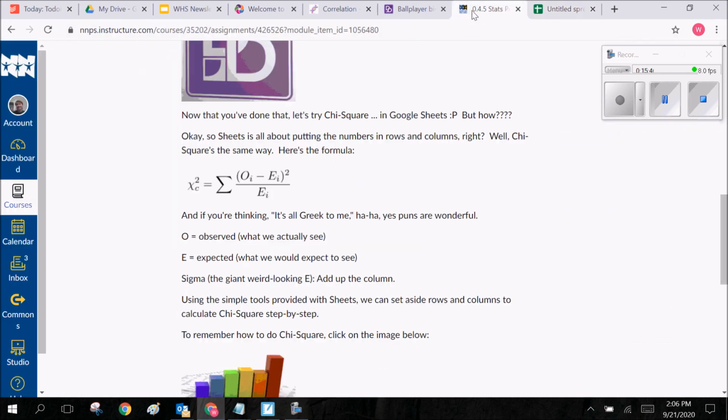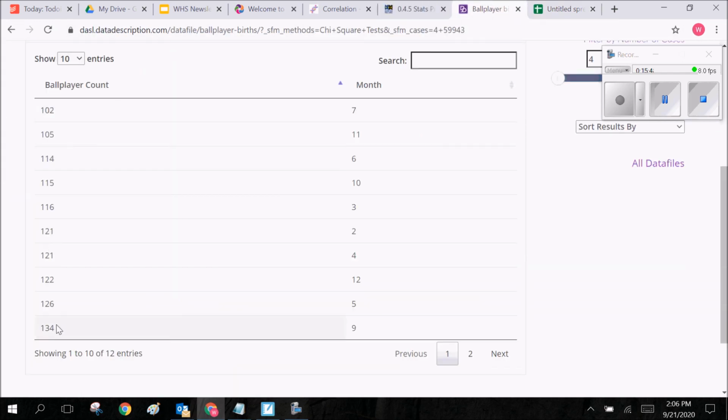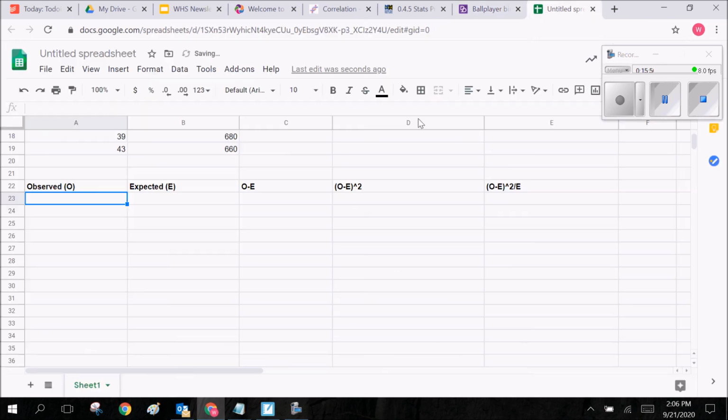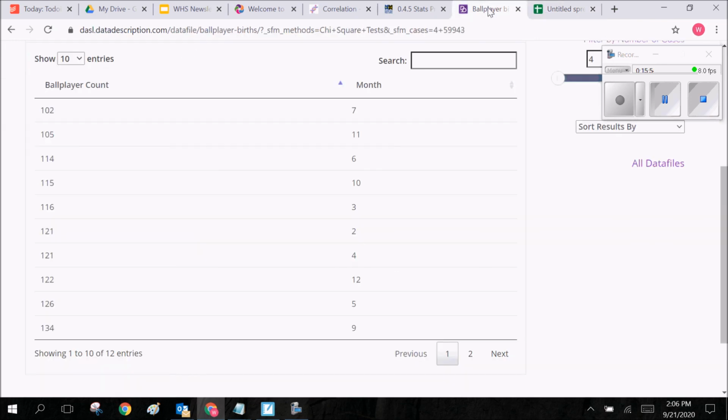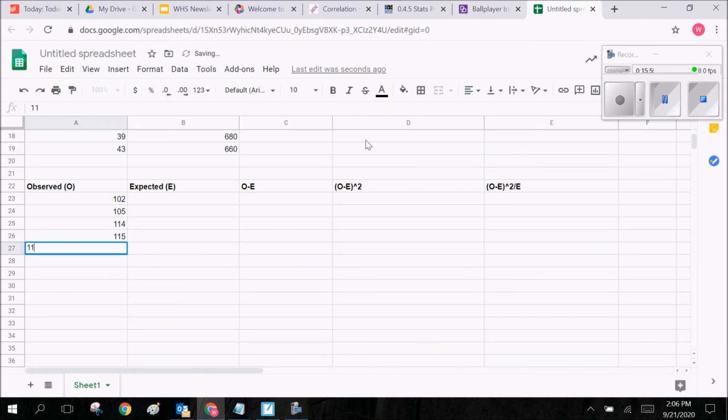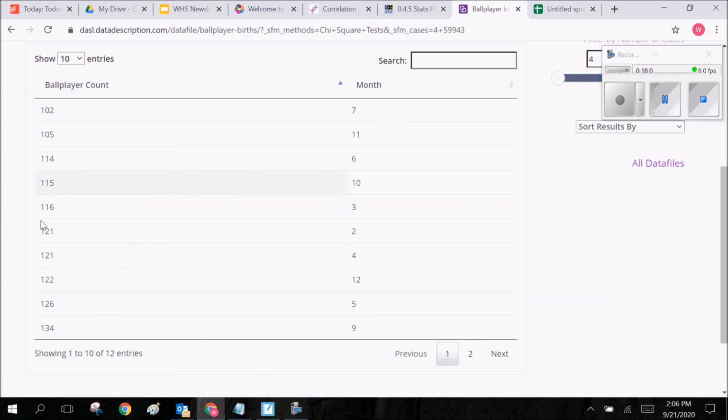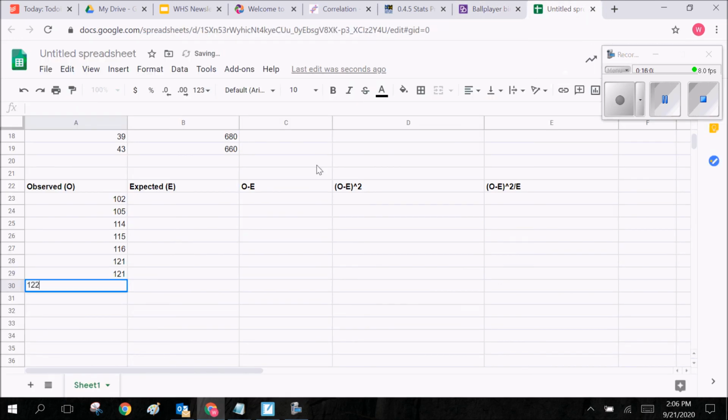So let's check out our observed first. We're given our observed. So 102, 105, 114, 115, 116, 121, 121, 122, 126, 134. All right, cool. And then down here for the expected.